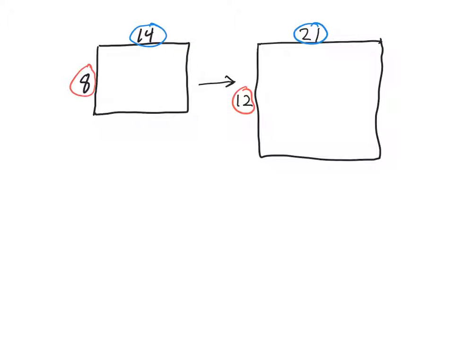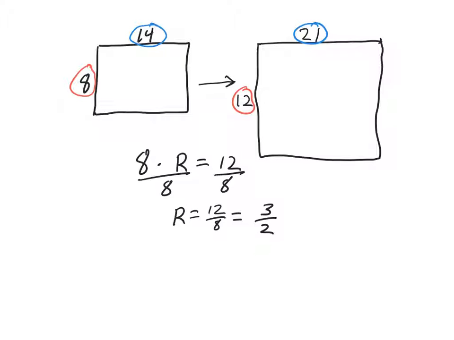Okay, so let's set up. We can do either one. Let's do 8 and 12 just because they're smaller. Maybe it'll be a little easier. So we'll do 8 times r, our scale factor, and that's going to equal 12. We'll divide both sides by 8. And r is equal to 12 over 8, which when we simplify it is going to be, let's see, 4 goes into 12 3 times, 4 goes into 8 twice. So 3 over 2, or 1 1/2.